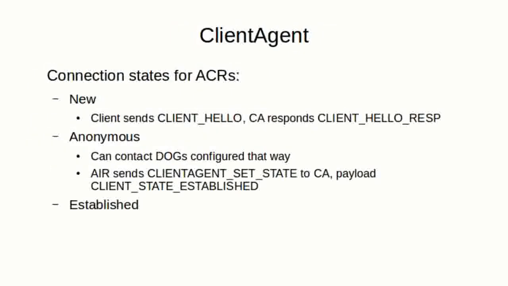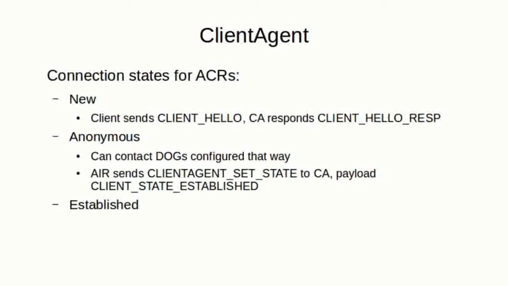Connections from the client can be in one of 3 states: new, anonymous, and established. When first connecting, it is in the new state until the client sends a client hello message with the version string and DC hash as payload. The ClientAgent then puts the connection in the anonymous state and responds with a client hello resp message to inform the client of that. The client may now send messages to distributed object globals, which have been configured in the Astron YAML to accept messages from anonymous clients.